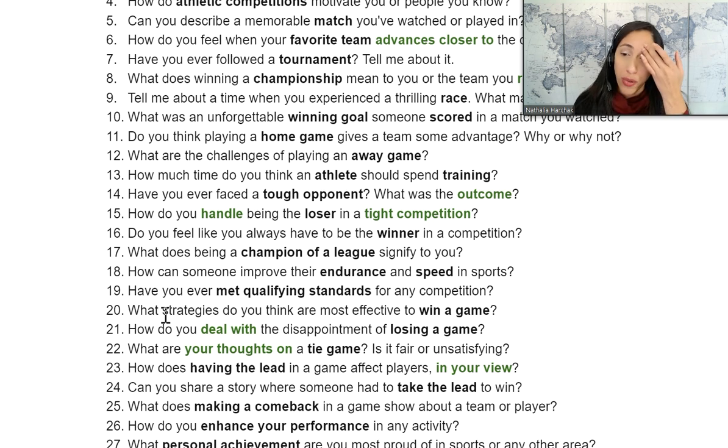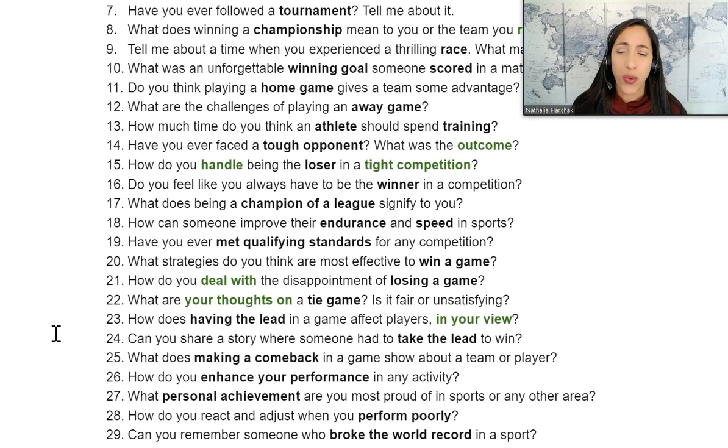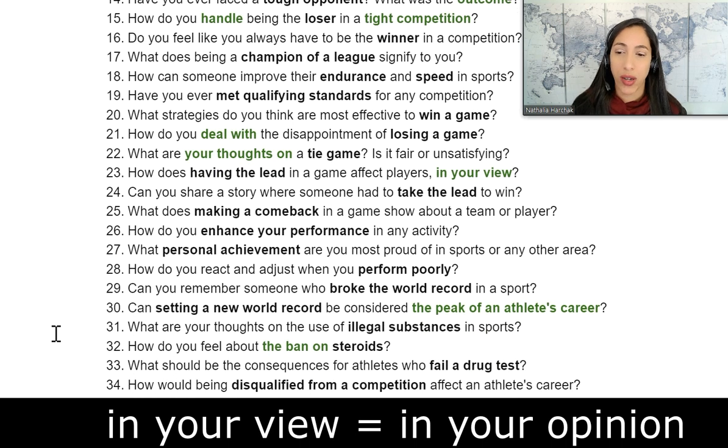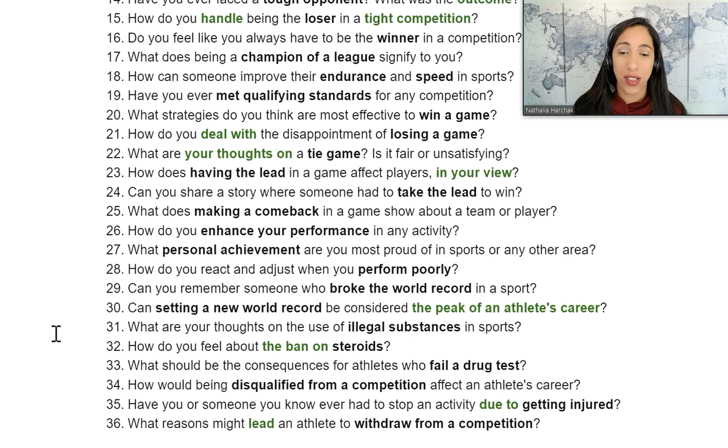How can someone improve their endurance and speed in sports? Have you ever met qualifying standards for any competition? What strategies do you think are most effective to win a game? How do you deal with the disappointment of losing a game? What are your thoughts on a tie game? Is it fair or unsatisfying? How does having the lead in a game affect players, in your view, in your opinion? Can you share a story where someone had to take the lead to win? What does making a comeback in a game show about a team or player?